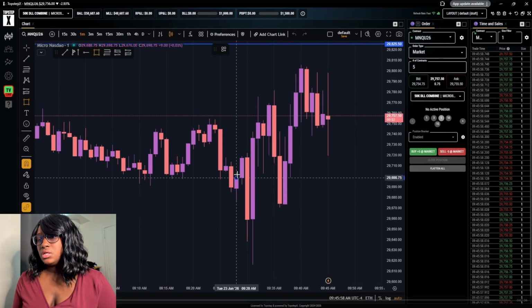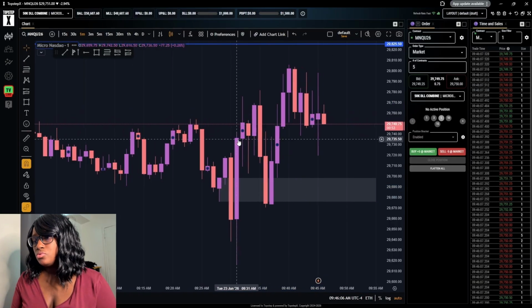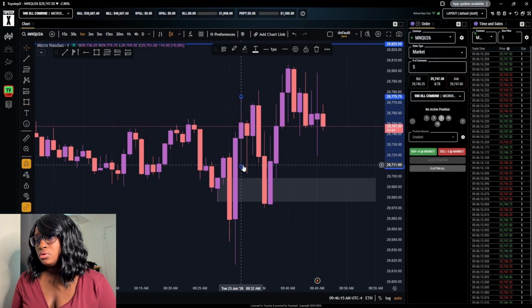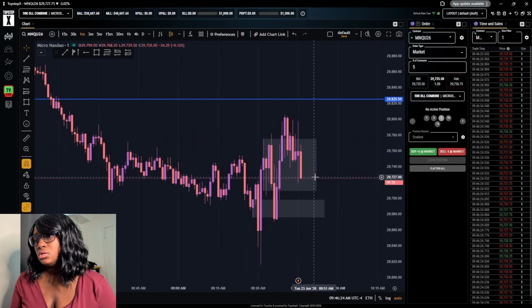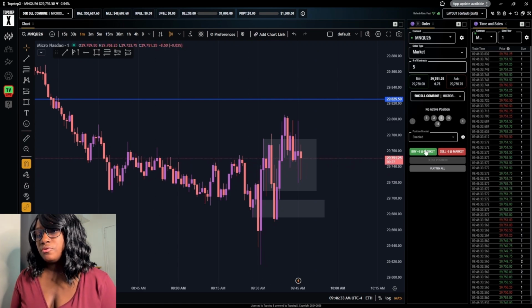All right, so basically this is market open. I'm marking up some zones that I wanted to see price push up against. The same way with the lower wick rejections and things of that nature.